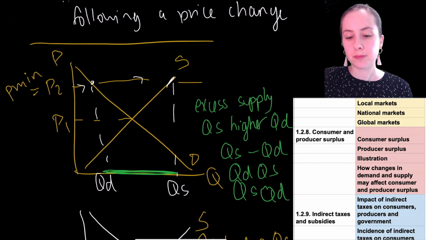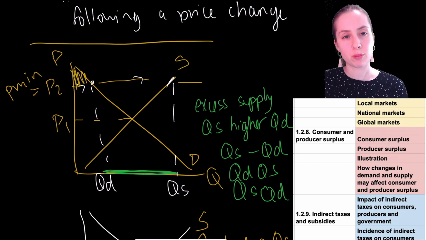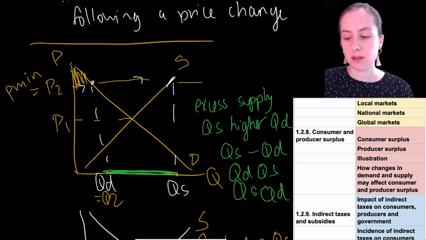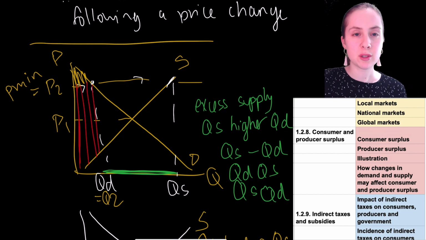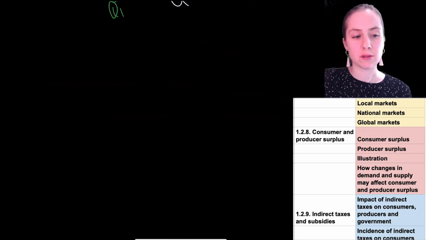So if we go back to a minimum price, your consumer surplus is going to be this little tiny bit, the difference between the price, P2, and the demand curve for all the quantity that is sold, which is going to be Q2. For producer surplus, it's going to be different because you're only selling Q2. The difference between your price and your supply curve is all of this. Now those questions are really rare, but just so you're aware, it doesn't have to be exactly a triangle. It usually 90% of the time is.